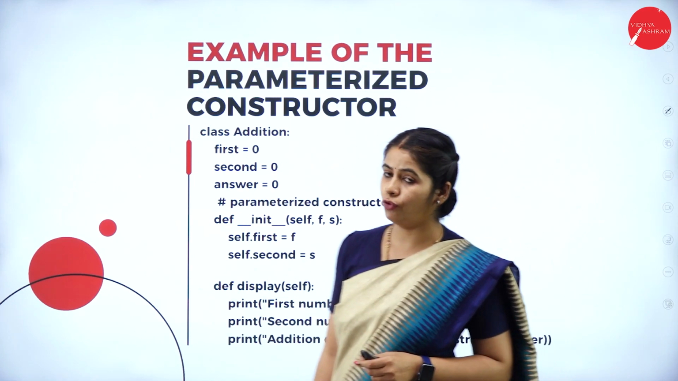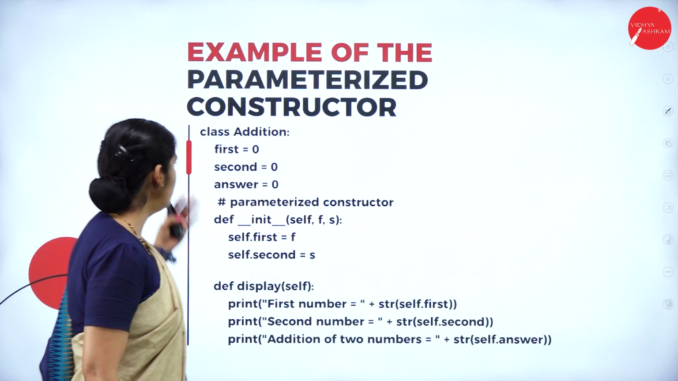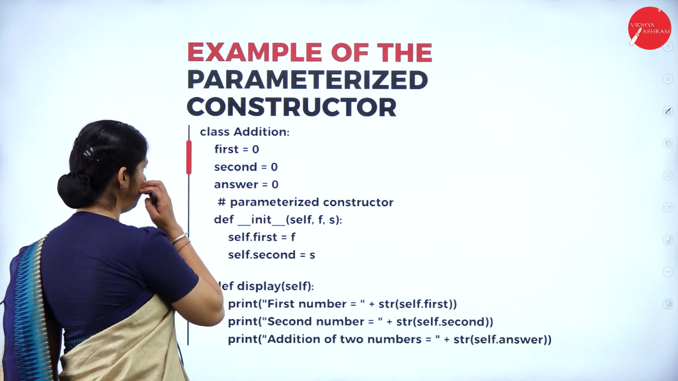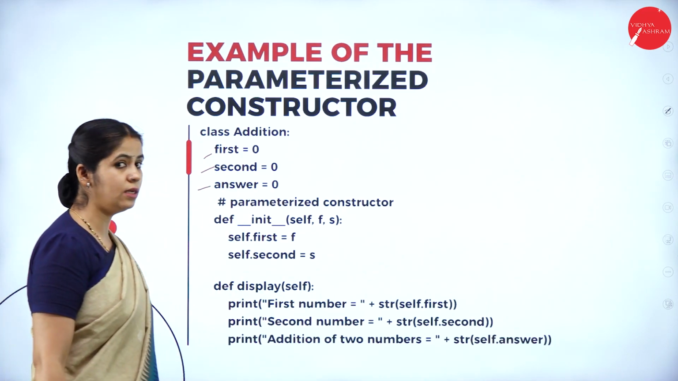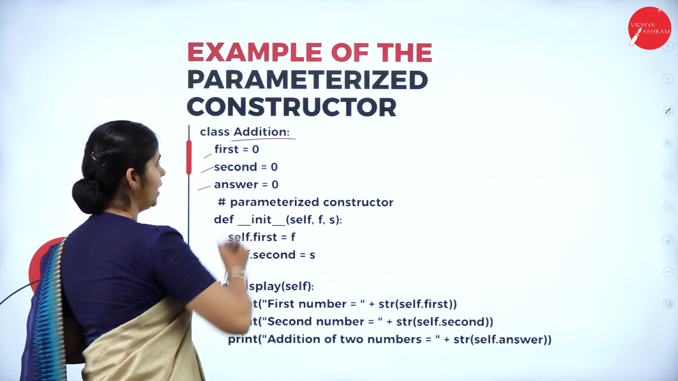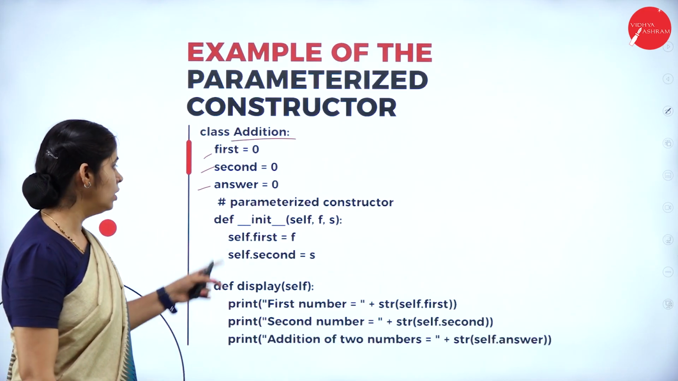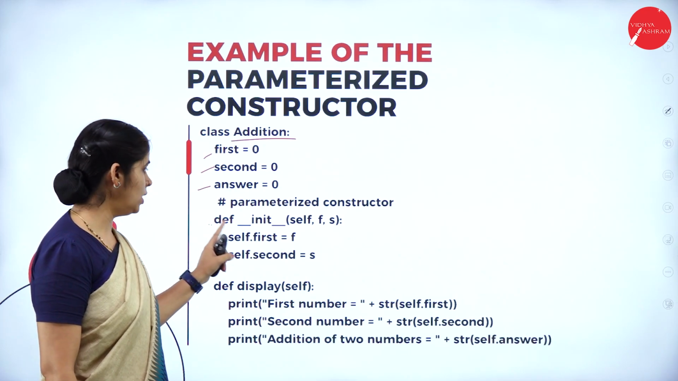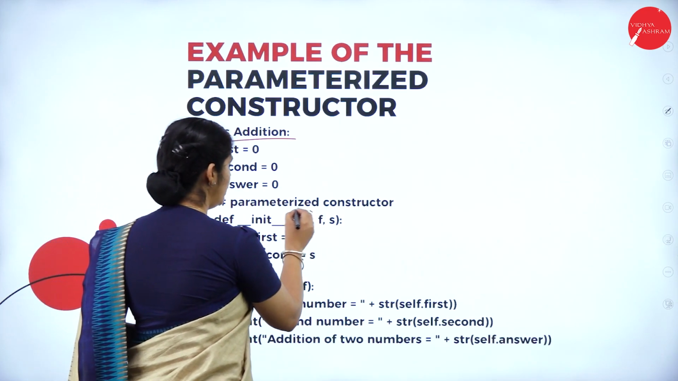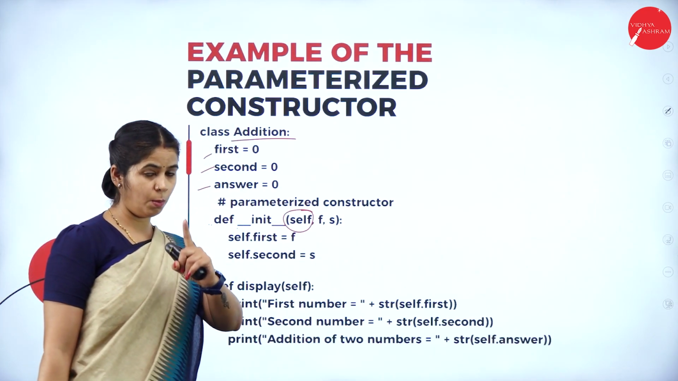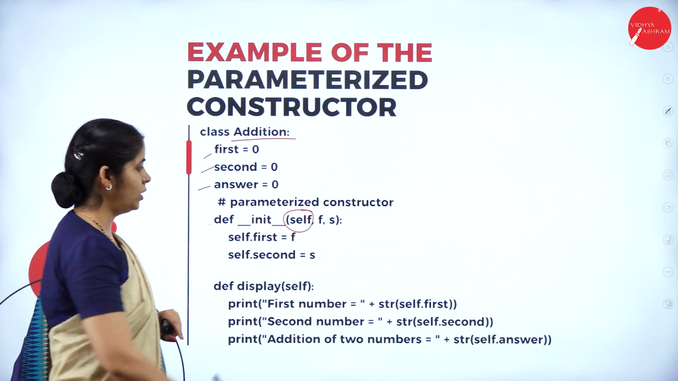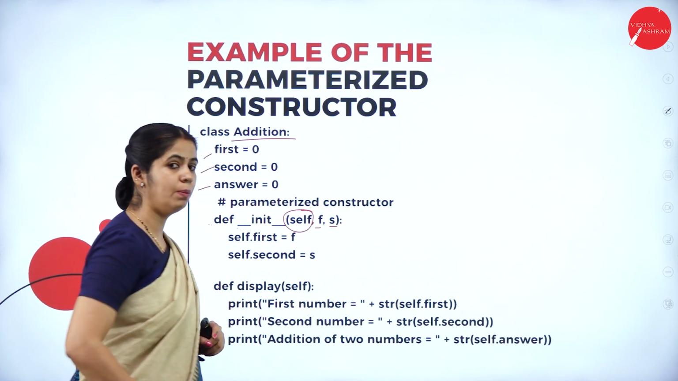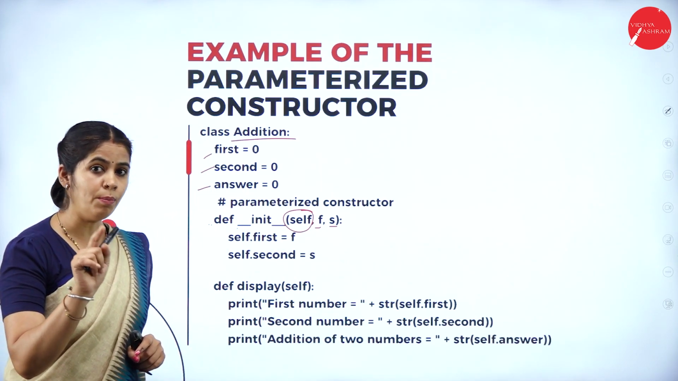Let's see the example for the parameterized constructor. Here we have three different variables, that is first, second and the answer. We are creating the class called addition for initializing one constructor, the init constructor. The first argument will be considered as a default parameter in the parameterized constructor, and the remaining two attributes will be given with the value by the programmer, right?